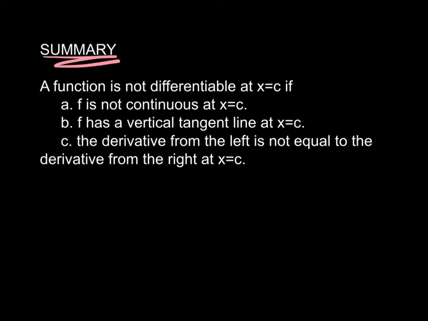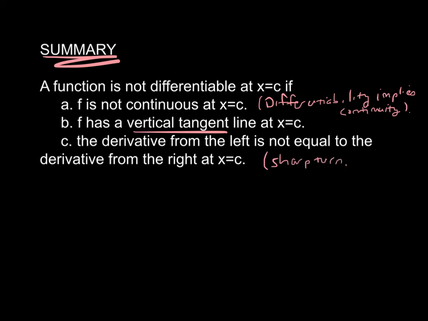Okay, here is our summary. A function is not differentiable at x equals c if f is not continuous. Right? We know that if a function is differentiable, then the function is continuous. I'm going to write differentiability implies continuity. We know that the function is not differentiable if f has a vertical tangent line. And we know that the function is not differentiable if the derivative from the left is not equal to the derivative from the right. That's our sharp turn, or where the function is not smooth.